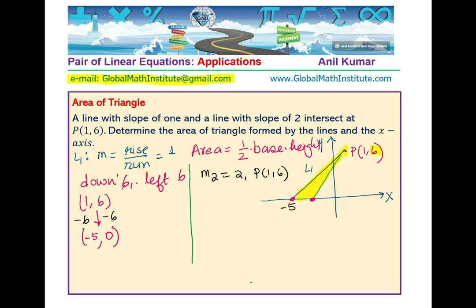So slope 2 means rise over run is 2 to 1. The ratio is 2 to 1, right? So if I want to go from 1 to 6 to a value where the y value is 0, that means for y, I am coming down by 6, minus 6.